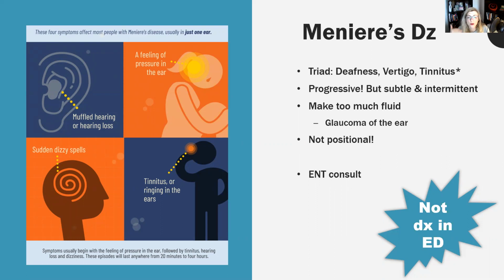These people do not have problems with different positions. It doesn't change no matter what position that they're in, and these people need to follow up with ENT. However, it's important that you know that we in the emergency department do not and should not be diagnosing Menieres disease. So you can tell a patient that you have a suspicion for it, but remember to always send them to an ear, nose, and throat specialist first.